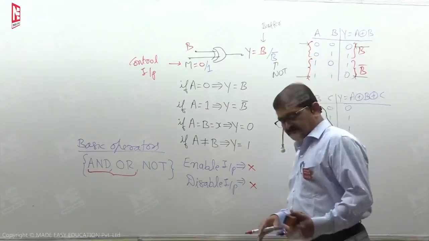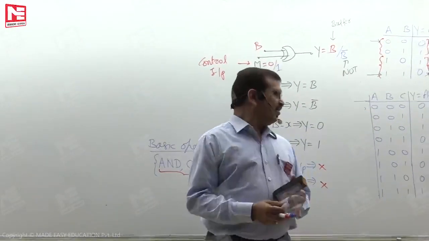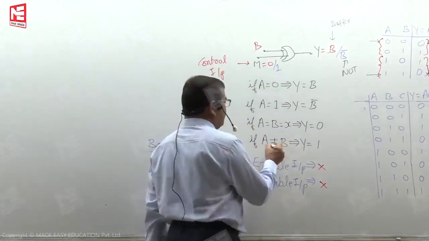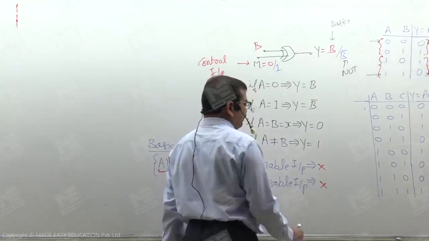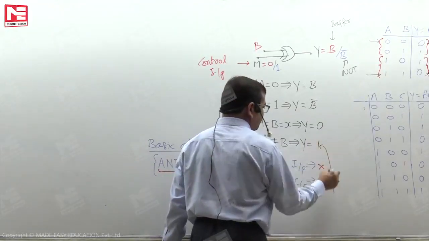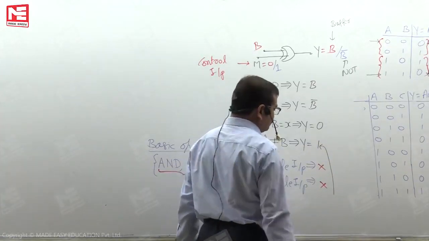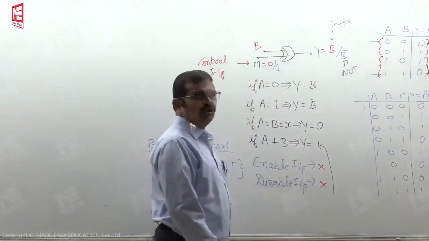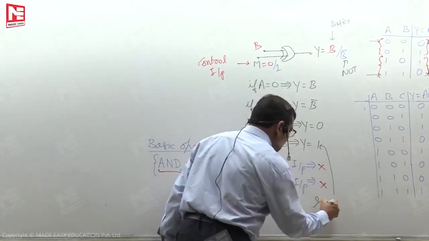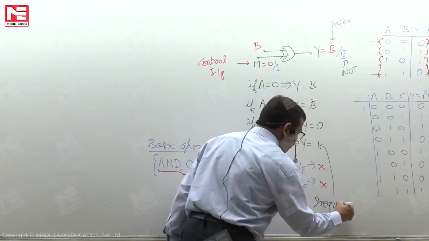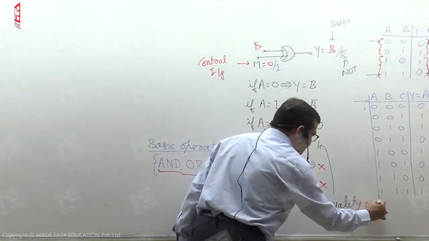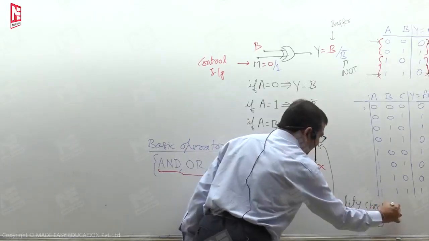And one other point we can speak here: whenever A and B inputs are not same, we are reading output is 1. Based on this, it is possible to speak of the two input exclusive OR gate as an inequality checking gate.